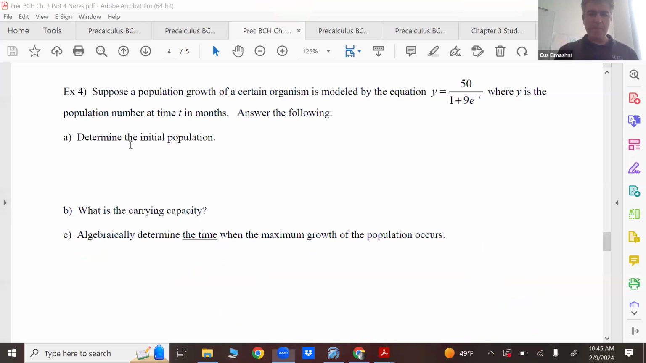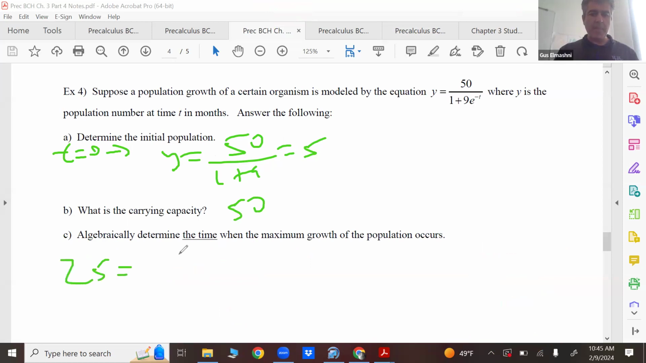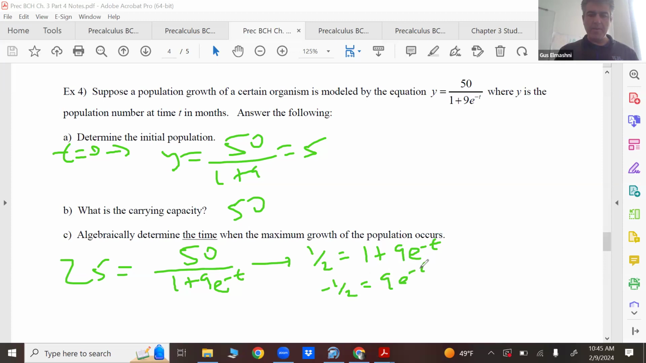So here we go, guys. Initial population, t equals 0. It's 5. That's 50. Then you can do 25 equals 50 over this. So then 1/2. Subtract the 1. Negative 1/18.